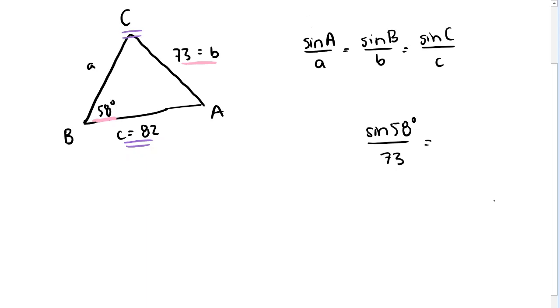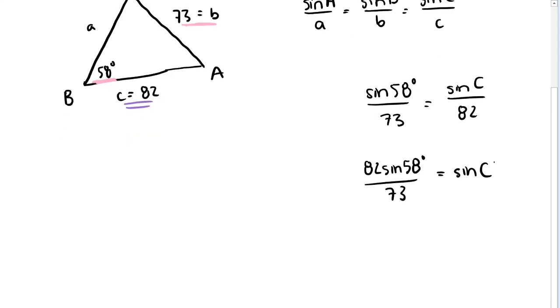So sine of C, we don't have the angle C, but we do have the side length C. We do have 82 here. And so if I want to solve this equation for C, to get that missing angle, I need to get that sine of C alone. This is accomplished by multiplying both sides by 82, giving us 82 sine of 58 degrees over 73. That's what sine of C is equal to.